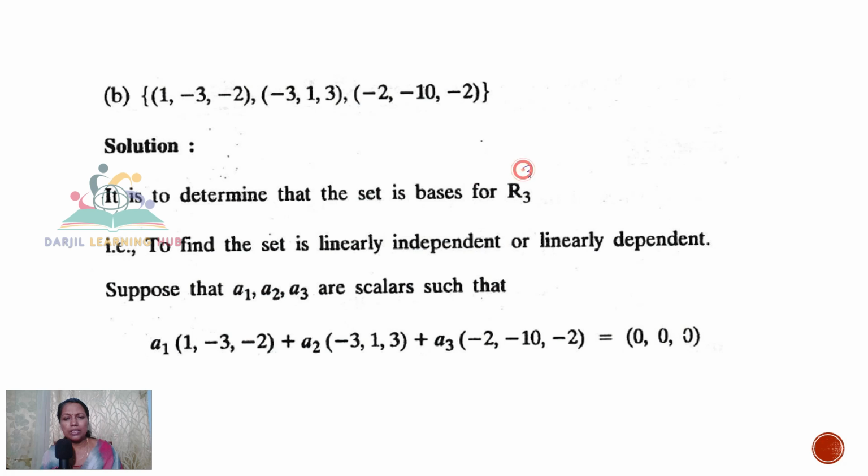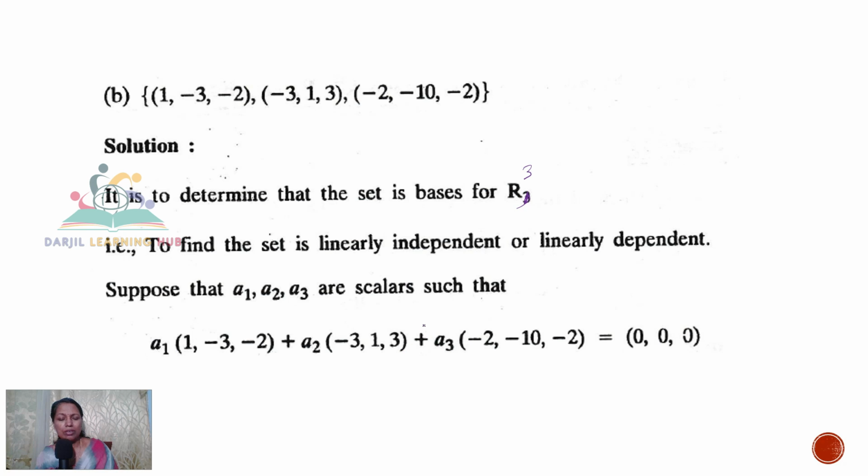It is R power 3. To find whether the set is linearly independent or linearly dependent, we can select 3 scalars a1, a2, a3 and form a linear combination: a1 into the first vector (1, -3, -2) plus a2 into the second vector (-3, 1, 3) plus a3 into the third vector (-2, -10, -2) equal to 0. And check whether it is linearly independent or dependent.